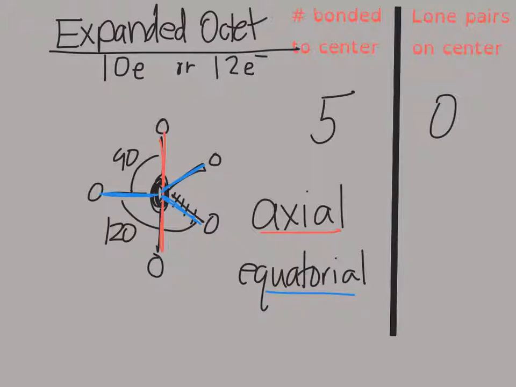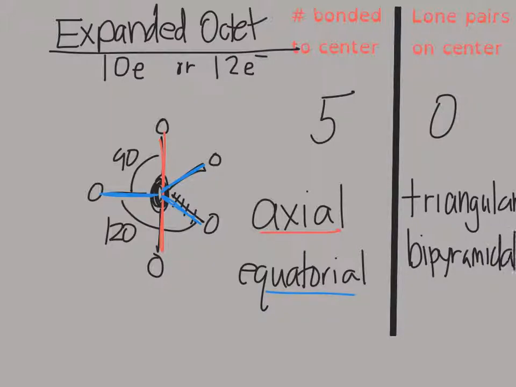And so this one is called triangular bipyramidal. Triangular bipyramidal. And it has 5 things bonded to the center and no lone pair. Okay, so I mentioned that this was an expanded octet. This one has 10 electrons around the center. Each bond counts for 2 electrons, so if you count around it, you have 5 things bonded at 2 electrons each. That would be 10 electrons.